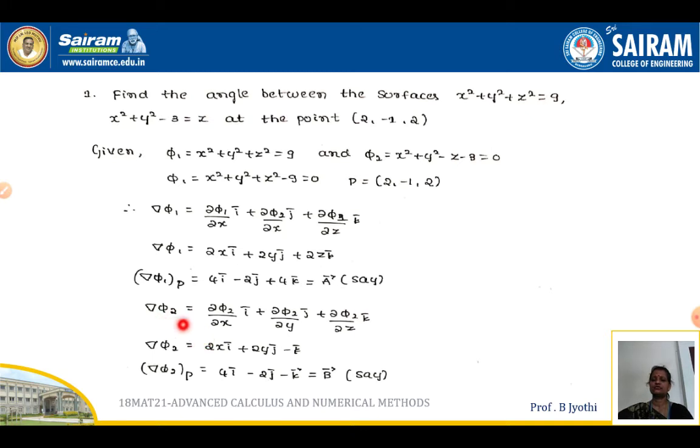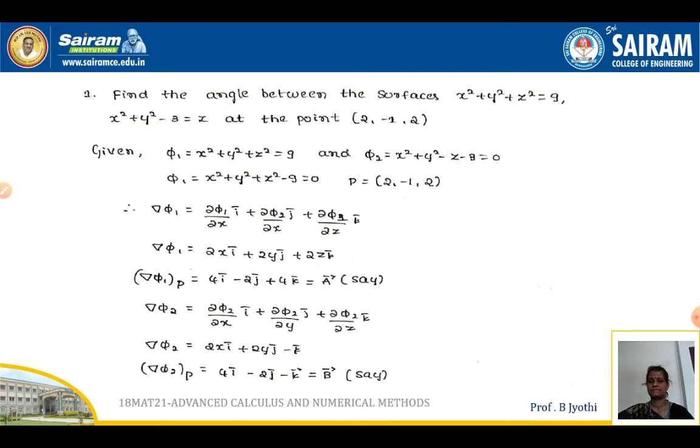Similarly, let us take del phi 2, that is dou phi 2 by dou x i plus dou phi 2 by dou y j plus dou phi 2 by dou z k, which on differentiation with respect to x, y and z respectively gives 2x i plus 2y j minus k. Substituting the point (2, -1, 2), we get 4i minus 2j minus k, which we call vector B. Now we need to find the angle between the two surfaces.